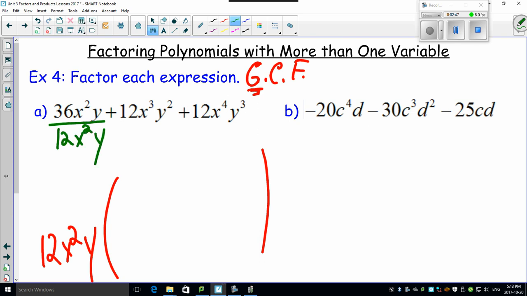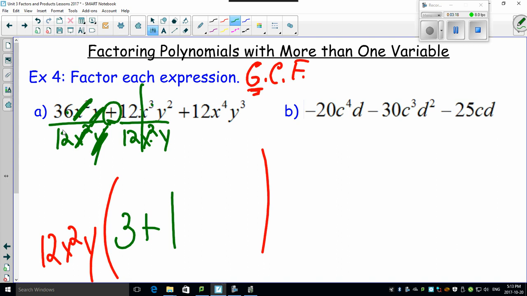Check this out. 36 divided by 12 looks like 3. X squared and x squared, there's nothing left. Y and y, there's nothing left. Not to say that that's 0, because remember, x squared over x squared is 1. Y over y is 1, but we just don't put it. That's a plus. Again, 12 x squared y. Here we go. 12 divided by 12 is 1. X cubed divided by x squared leaves you an x. Y squared divided by y leaves you a y.